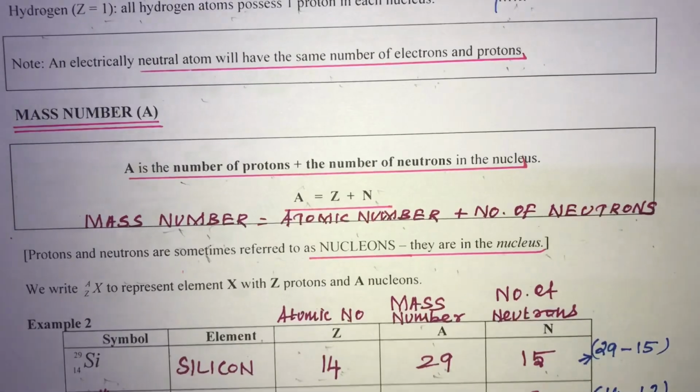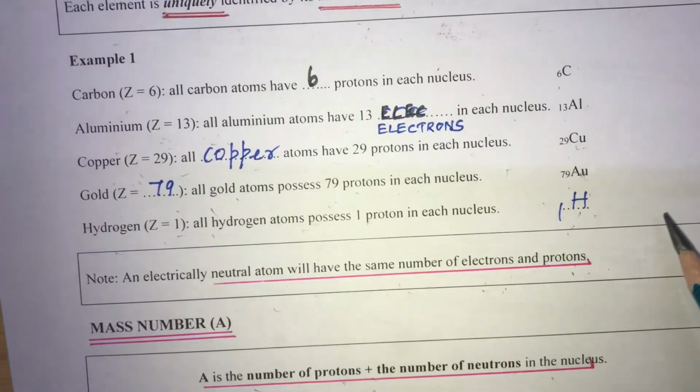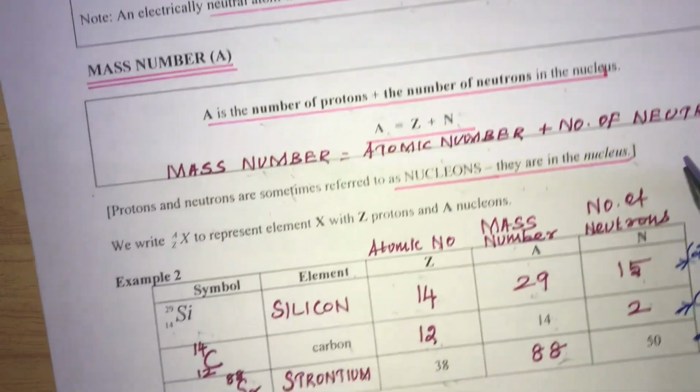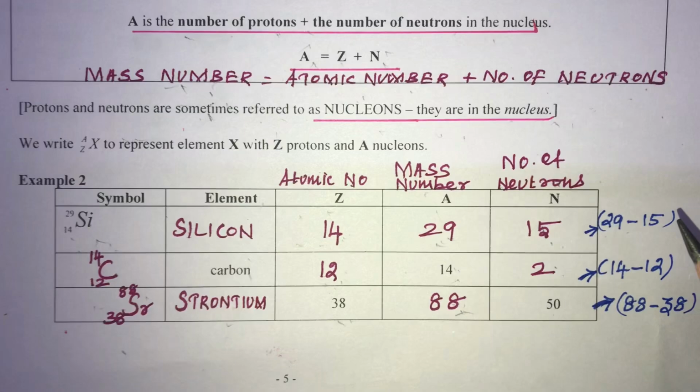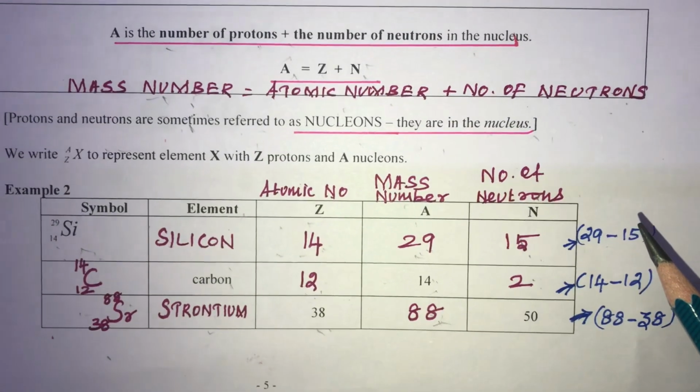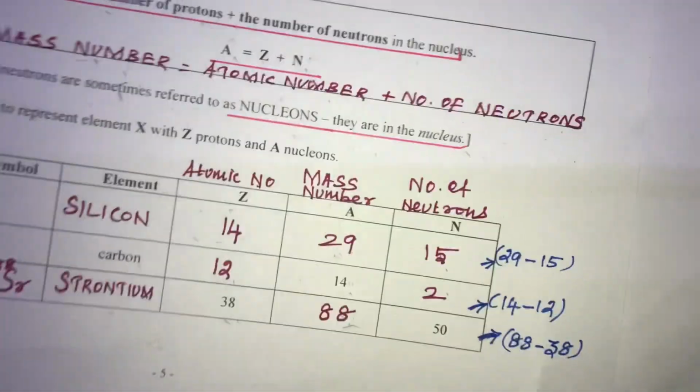So in this page, what you have seen is what atomic number is and the definition of atomic number, with examples. Here is what mass number is, and how to calculate the mass number or the number of neutrons with the given mass number and atomic number.